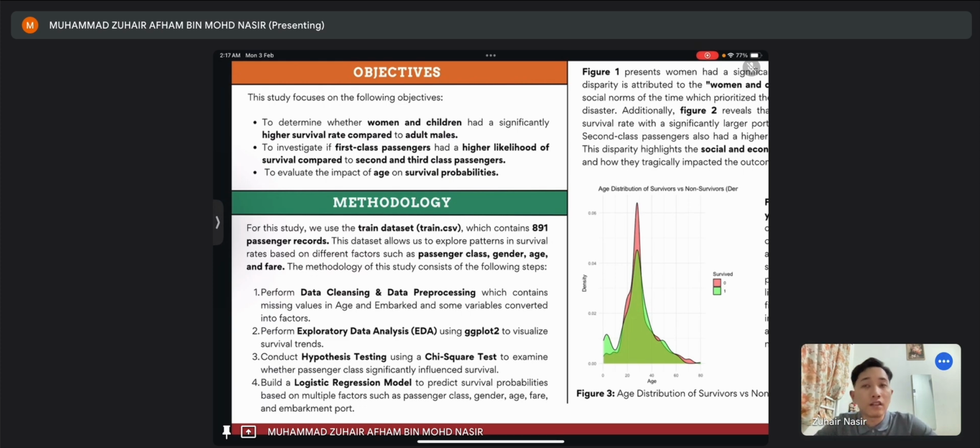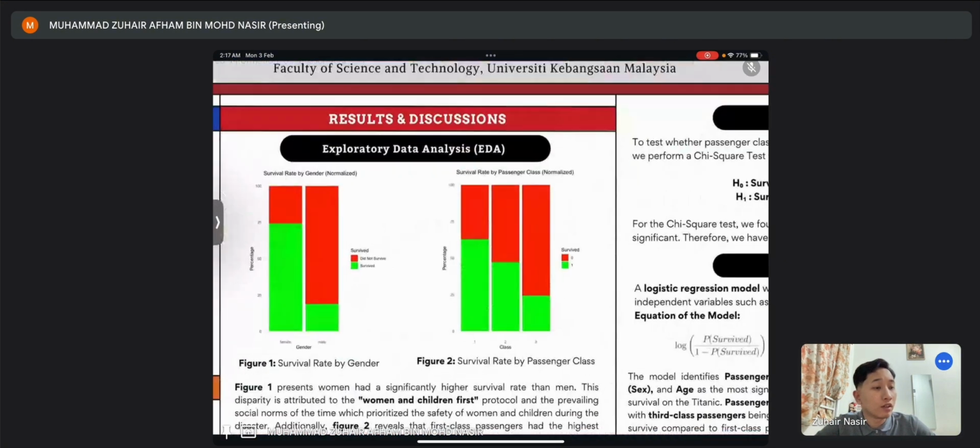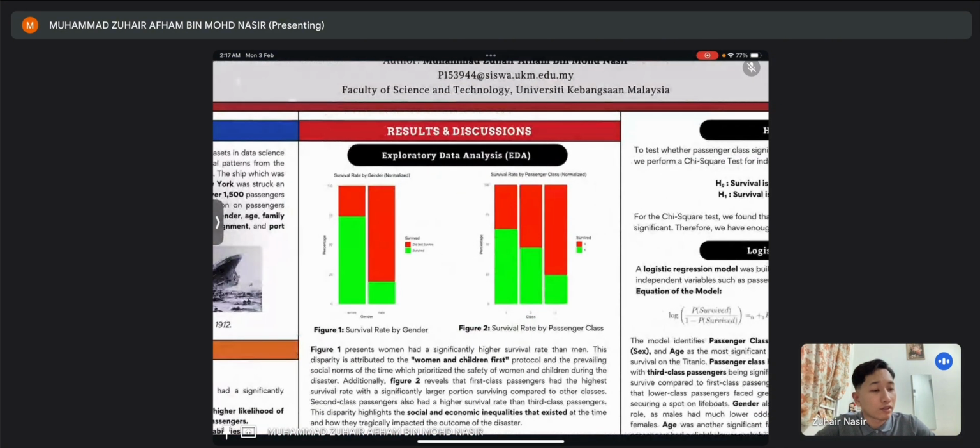And last, we build a logistic regression model to predict survival probabilities based on key factors like passenger class, gender, age, fare, and also embarkation port. Okay, next we move to the results and discussion.